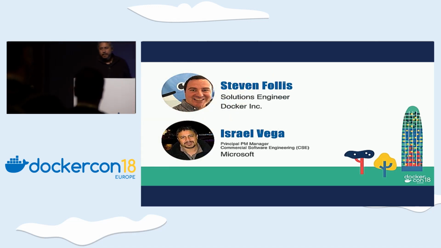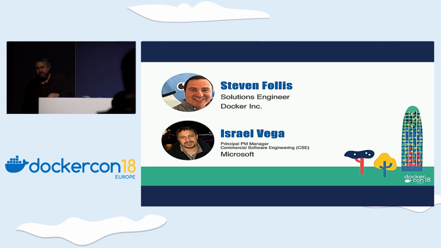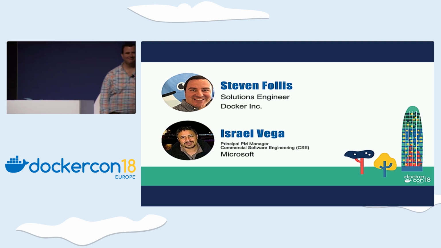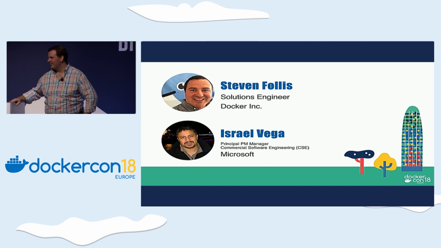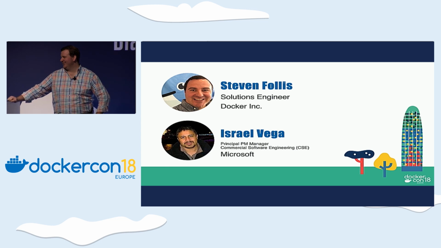Our presenters are Israel Vega and Stephen Follis. Israel works as a principal program manager at Microsoft. His favorite piece of software is the spell checker because you only have to spell it wrong enough before it gets corrected. His favorite languages are ASP and C#.